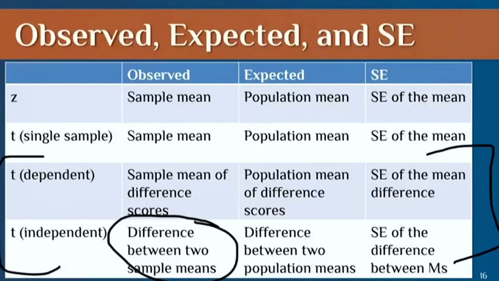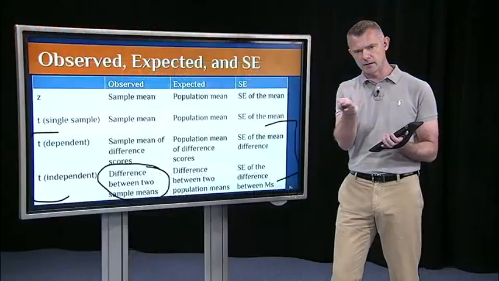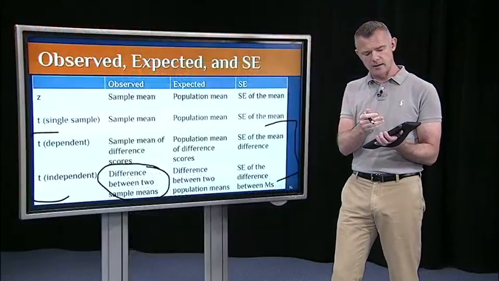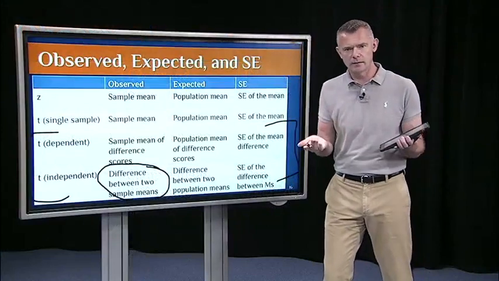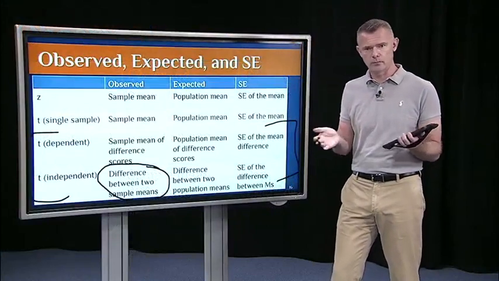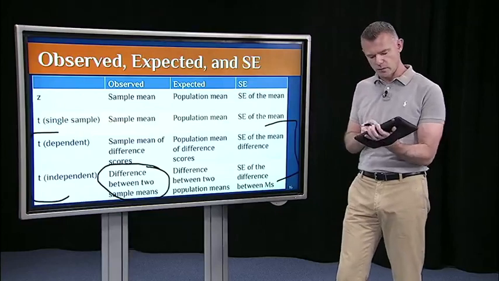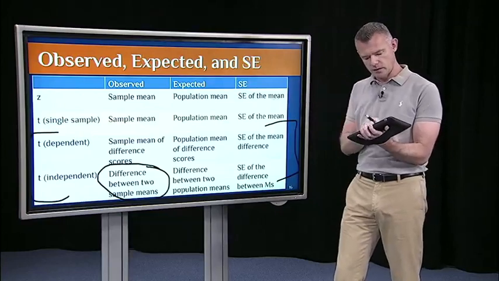So the difference is, in the dependent case, we're getting difference scores at the level of an individual, and in the independent case, we can only get differences at the level of a group. It's just handy to keep that in mind as we go through the math in the next two segments.